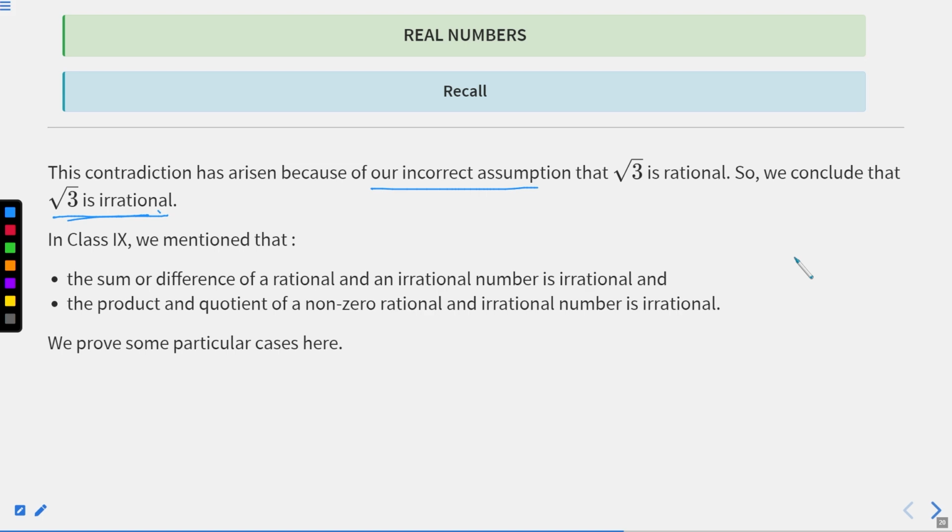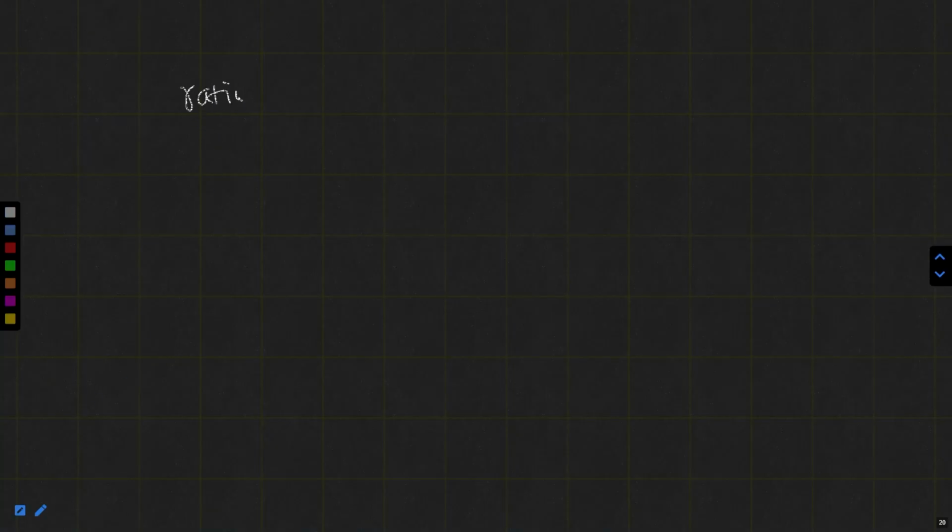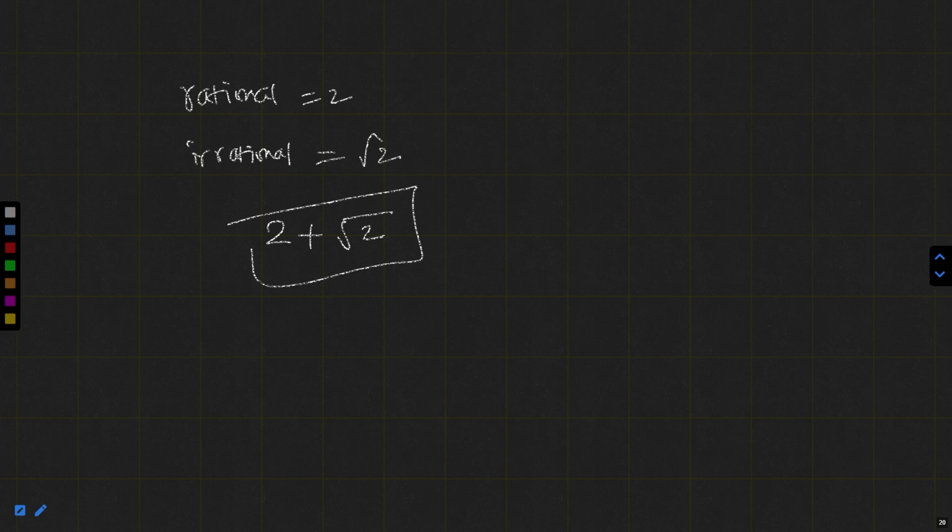Now we will come back to class 9 concepts. In class 9, we mentioned that the sum or difference of a rational and an irrational number is an irrational number. If we take rational number 2 and irrational number root 2 and add them, we get 2 plus root 2, which is an irrational number.